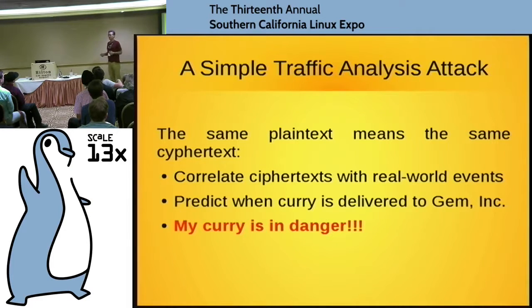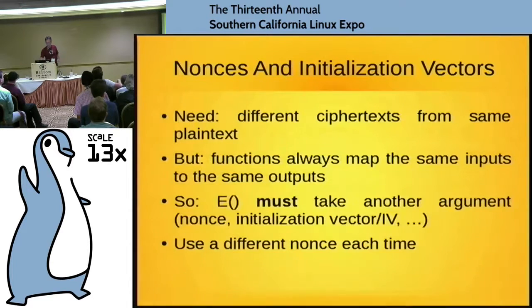For example, somebody who's watching my highly important web traffic might notice that every time a certain indecipherable ciphertext is sent, 30 or 45 minutes later someone shows up on the street outside with a bag of curry, ready to give it to anybody who looks like they're waiting for it. They can get my curry. I mean, my curry is in danger. So we have to do something about this, because fundamentally we have to save my curry.